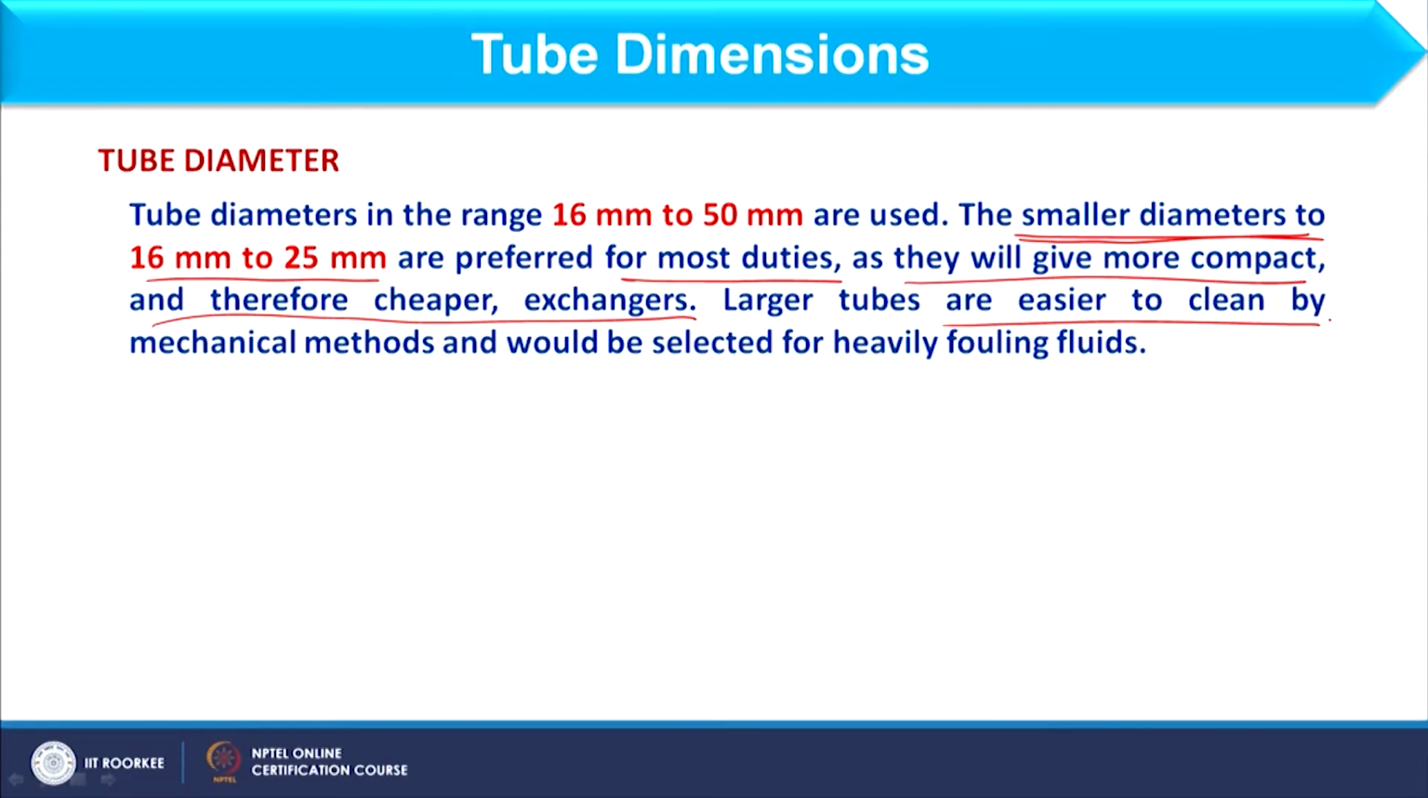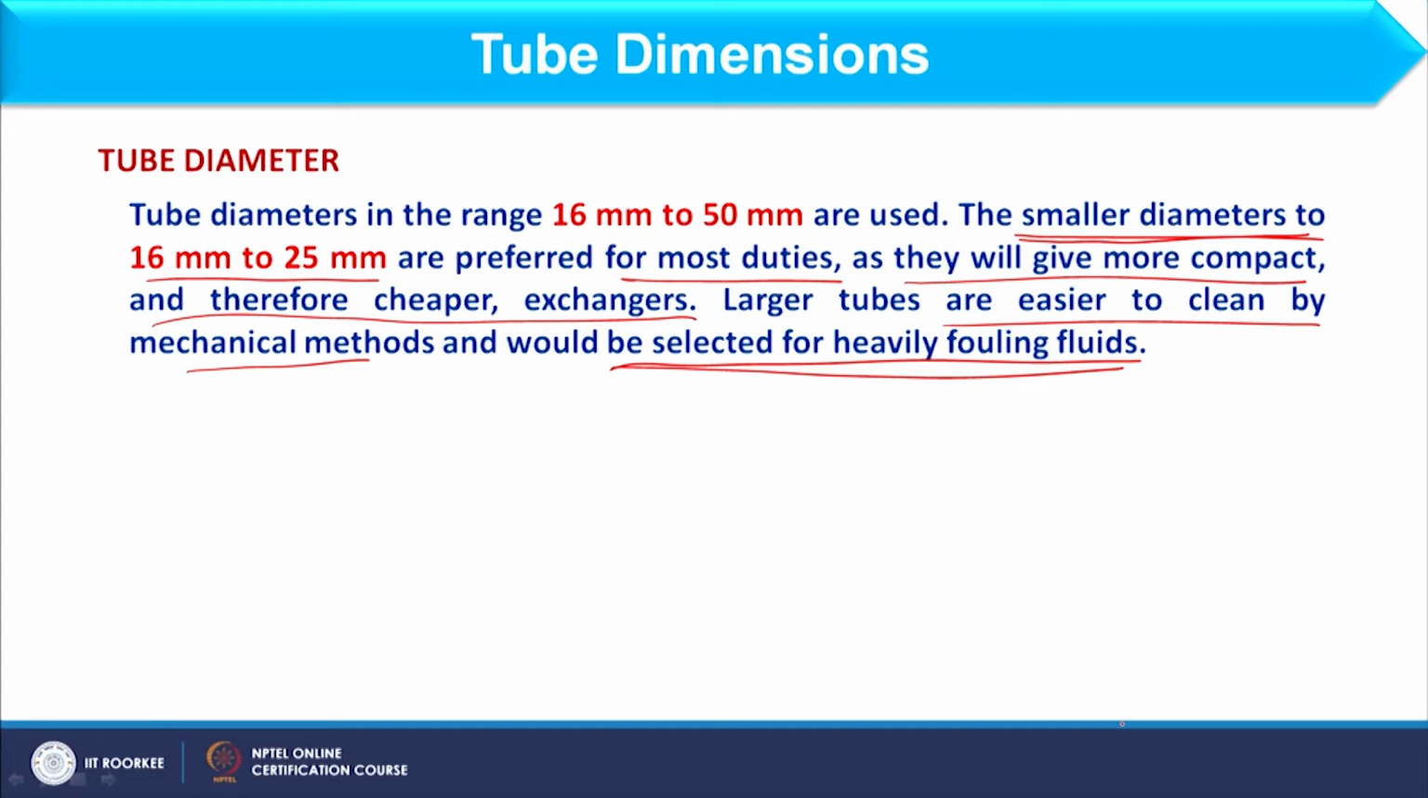On the other hand, if I am considering larger diameter tubes, these are easy to clean by mechanical methods and we can go for heavily fouling fluids, and we can handle heavily fouling fluids in larger tube diameter easily. Okay. However, the optimum range should be 16 mm to 25 mm.